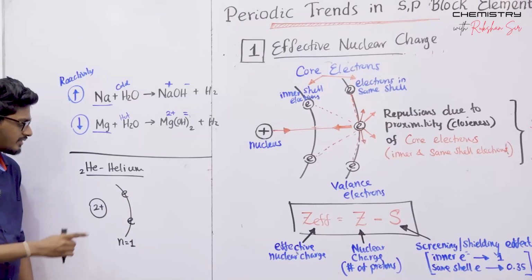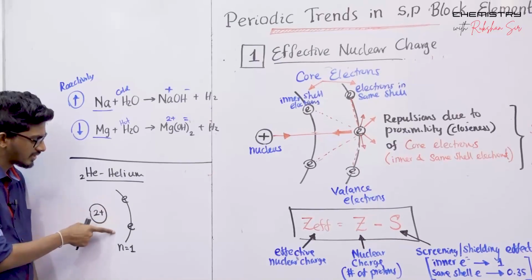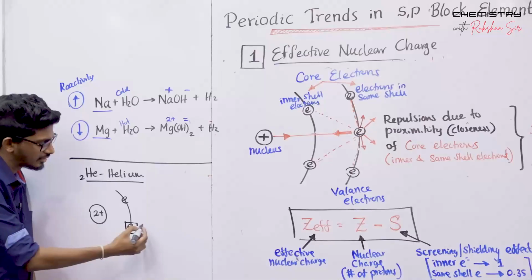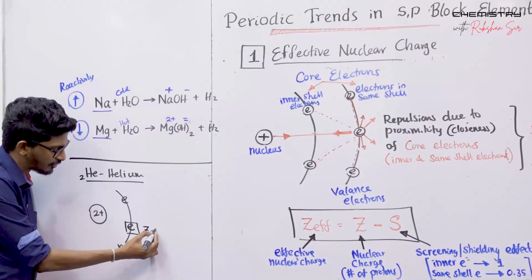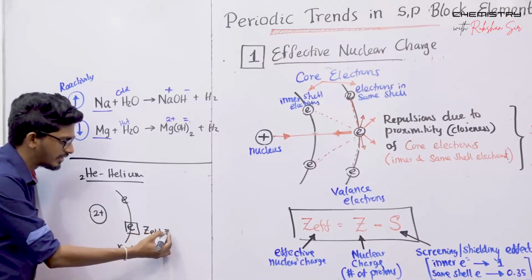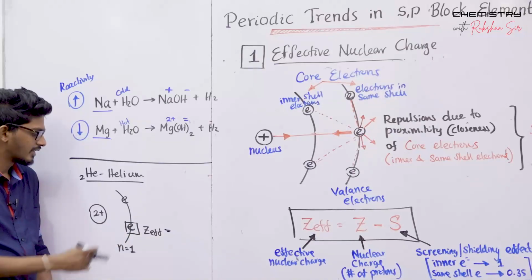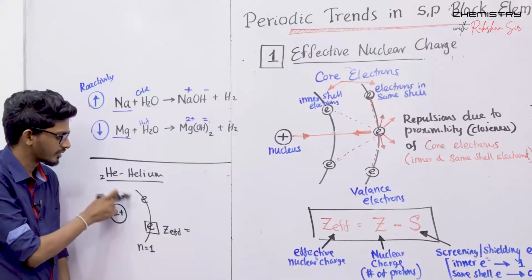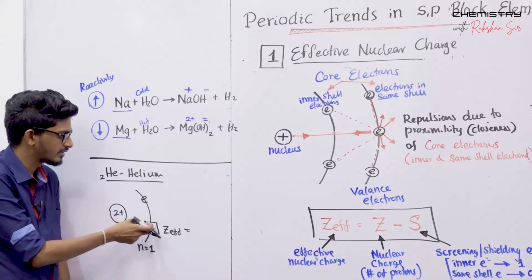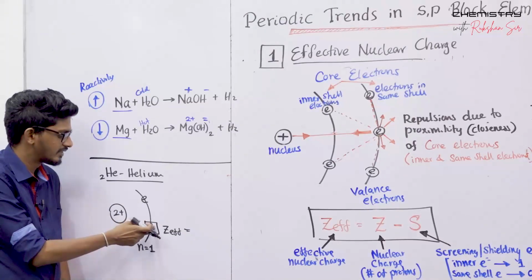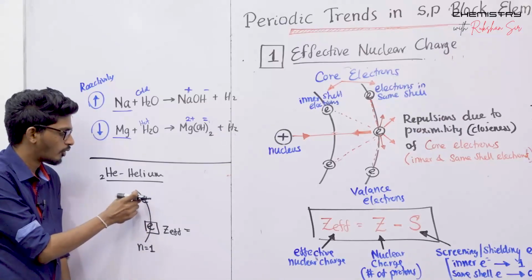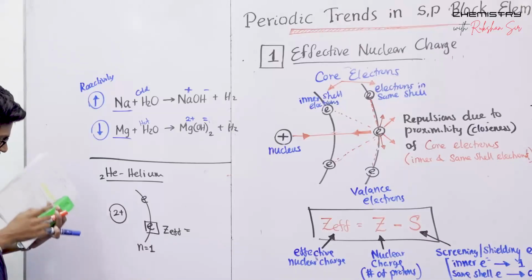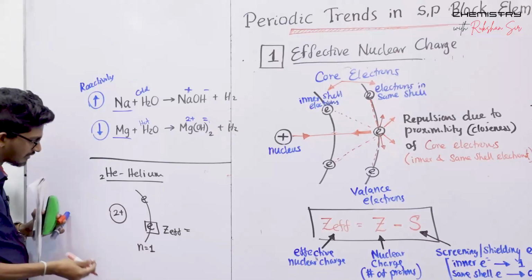So that you clearly see there are no such inner shell electrons. Let's consider this electron. We are calculating the effective charge of this electron, Z effective. For this electron, you don't have any inner shell electrons. But this electron has another electron in the same shell, so some shielding is there.